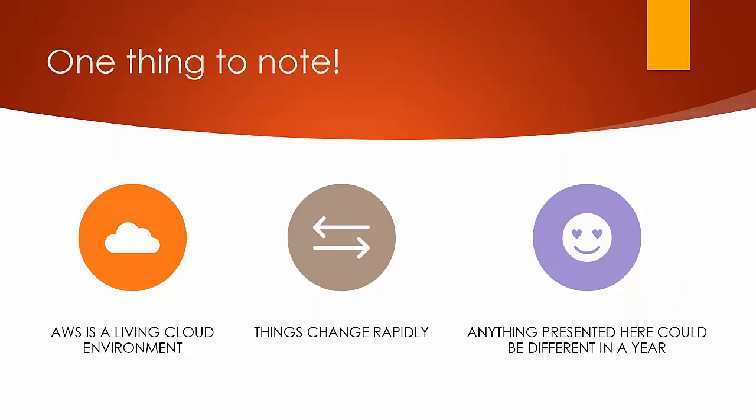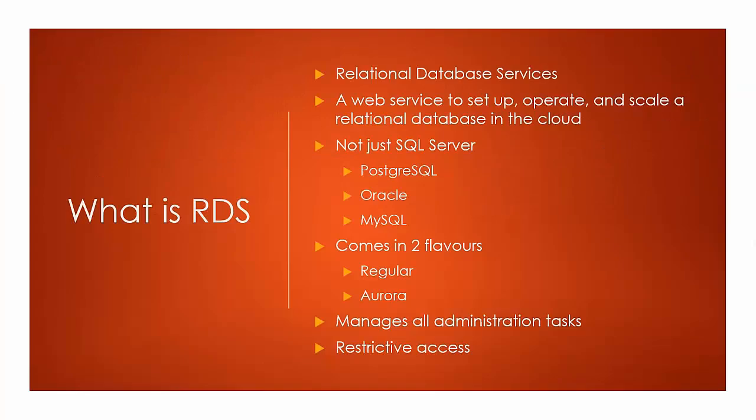One thing to note: AWS is a living cloud environment. Things change very rapidly, basically week to week, as they are constantly iterating. So anything presented here could be different in a year or even 6 months, so just keep that in mind when it comes to anything I show you here.